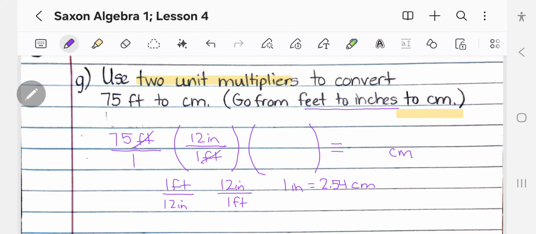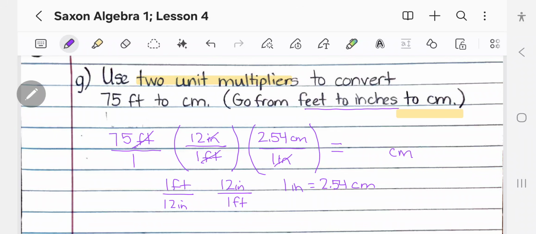And can you figure out this other unit multiplier? What do we need on the bottom? We're going to need inch, aren't we? So we're going to put 1 inch on the bottom so that these inches will cancel out. And I'm going to put 2.54 centimeters on top. Now all my units have canceled out except for centimeters, and that's what I wanted.